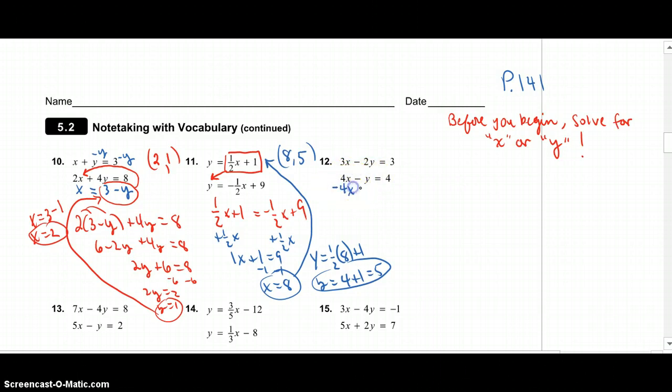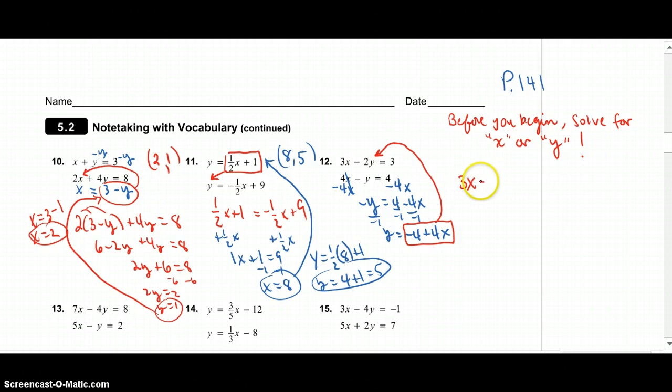Let's subtract the 4x so we can get y isolated. We have negative y equals 4 minus 4x, and let's just remember to get rid of the negative, divide by negative 1. So we have y equals negative 4 plus 4x. Now we have y equals, and now we're ready to begin our steps. Let's substitute that into the first equation. The first equation says 3x minus 2, but instead of y, we'll replace it, equals 3.